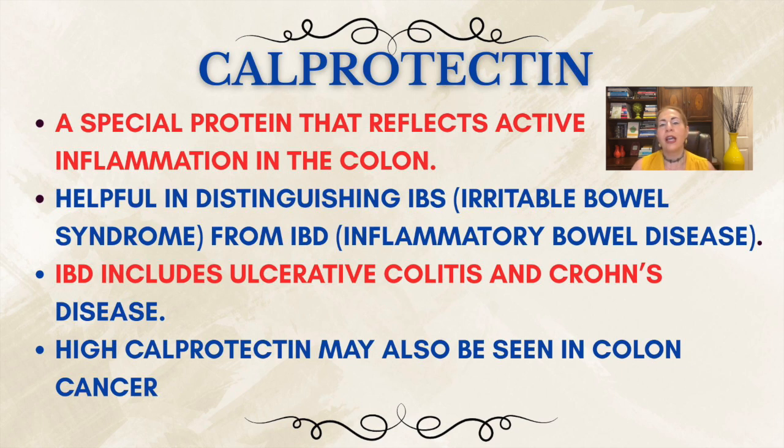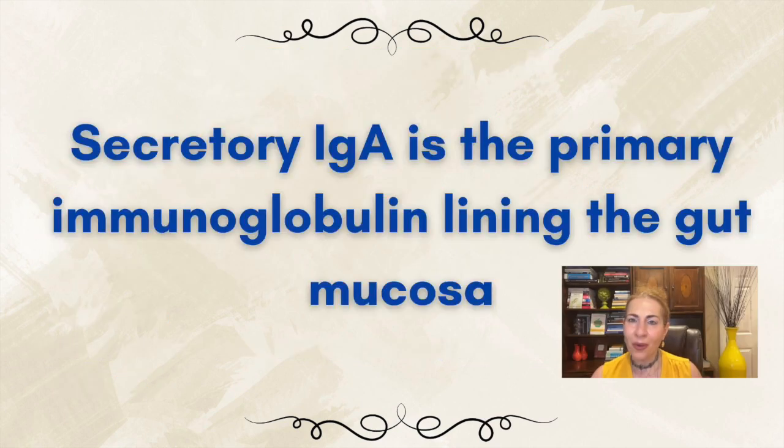And unfortunately, high calprotectin may also be seen in colon cancer. So again, if somebody has a high calprotectin, then we do refer this patient for colonoscopy. We also examine secretory IgA, that is the primary immunoglobulin lining the gut mucosa. So this tells us how the immune system is responding to irritants, whether it's hyperactive, suppressed, or imbalanced.